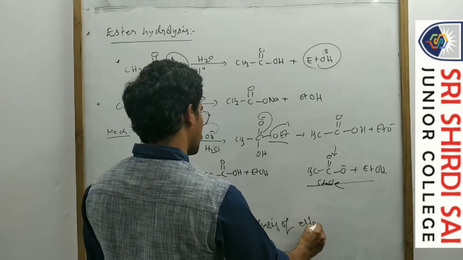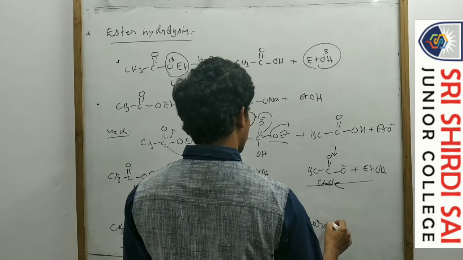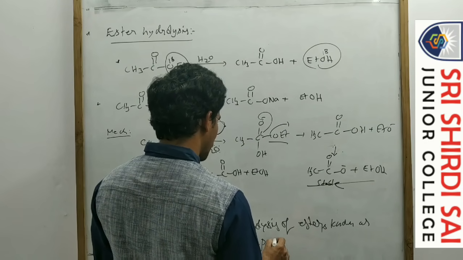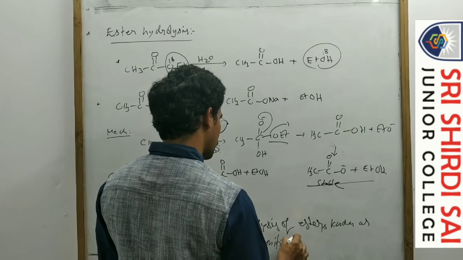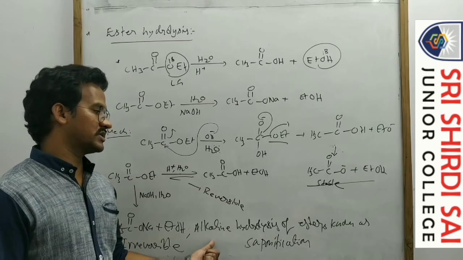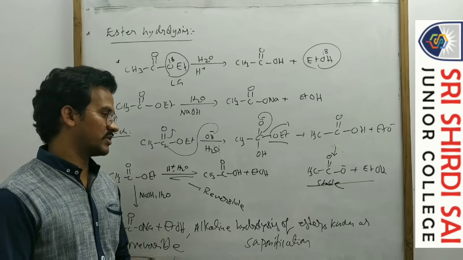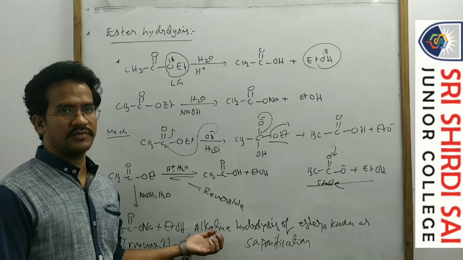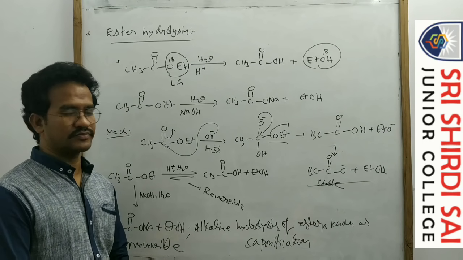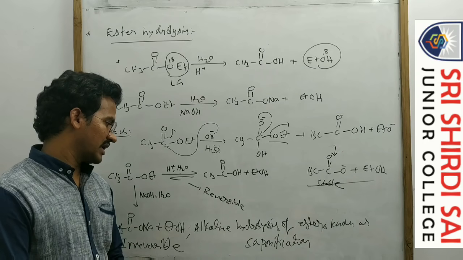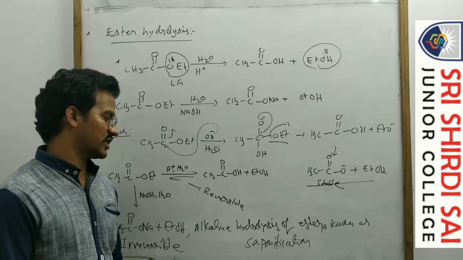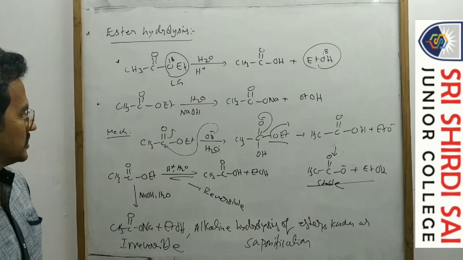Okay, so generally this alkaline hydrolysis of esters is known as saponification. Actually, alkaline hydrolysis of ester is known as saponification because that method is used for the preparation of soap. So that's why this alkaline hydrolysis of ester is known as saponification. Okay, so that's it.